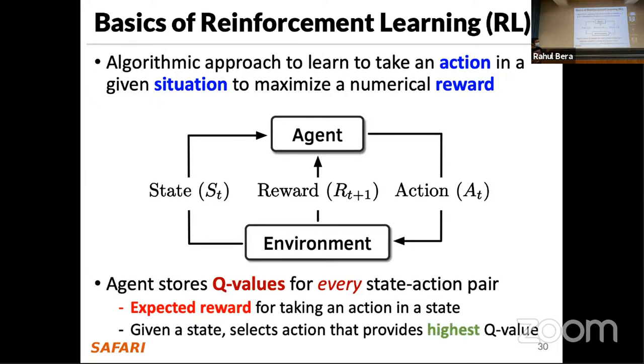Now if the agent is in some state, it would simply query its knowledge and say, okay, if I'm in this state, what is the action that would give me the highest Q value? So if I'm a greedy agent, I would say that's the action that I should take, because it's probably the best action for me based on the rewards that I'm getting.